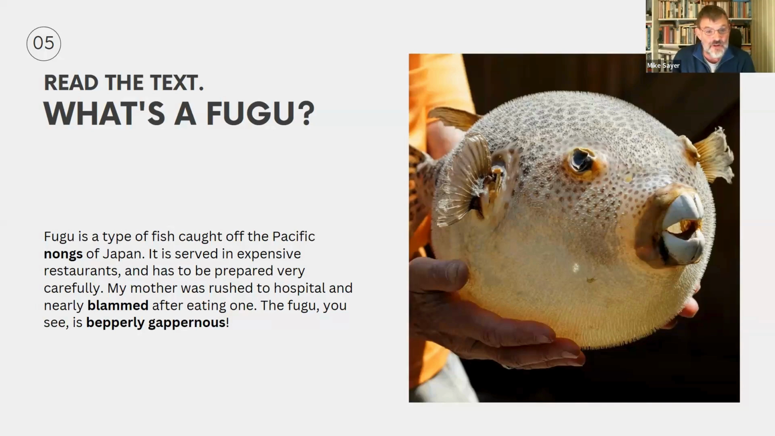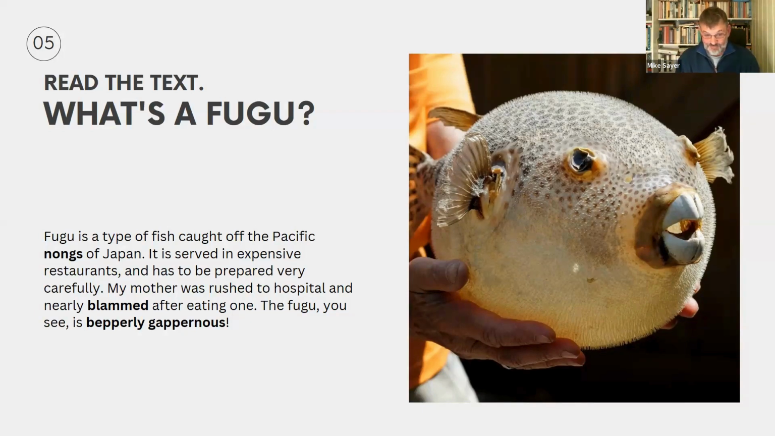Fugu is a type of fish caught off the Pacific "nongs" of Japan. It's served in expensive restaurants and has to be prepared very carefully. My mother was rushed to hospital and nearly "bland" after eating one. The fugu you see is "Bepali gapinus".